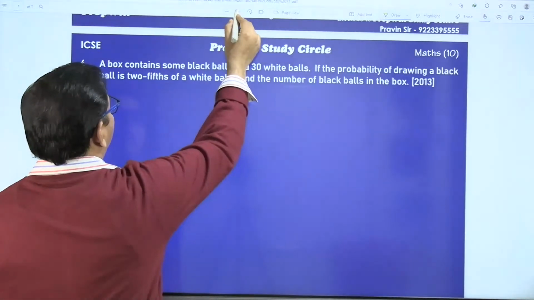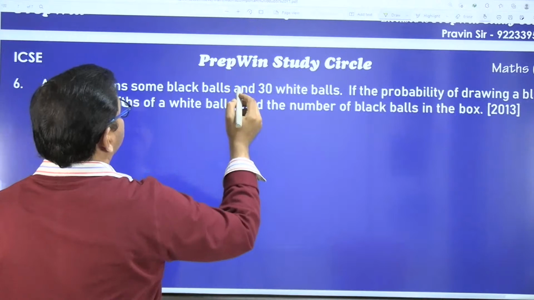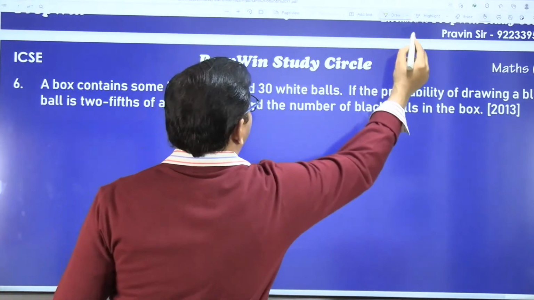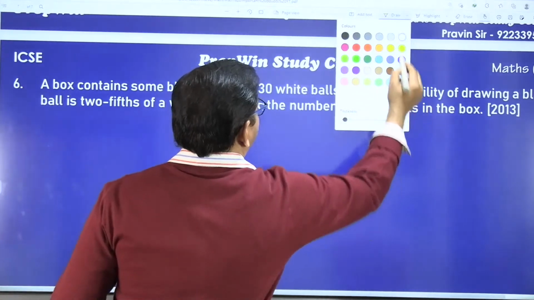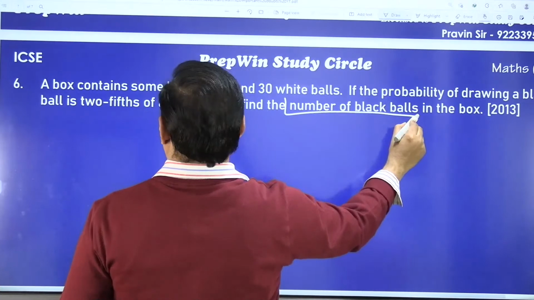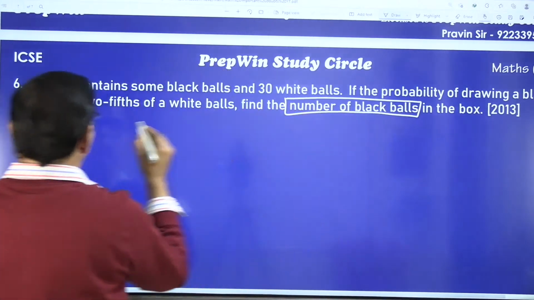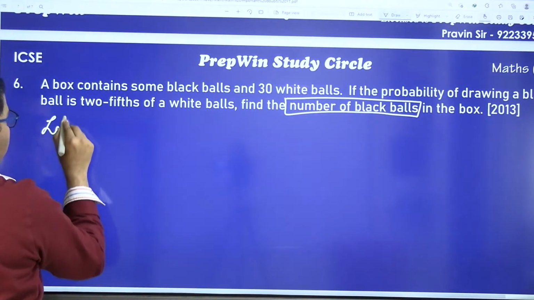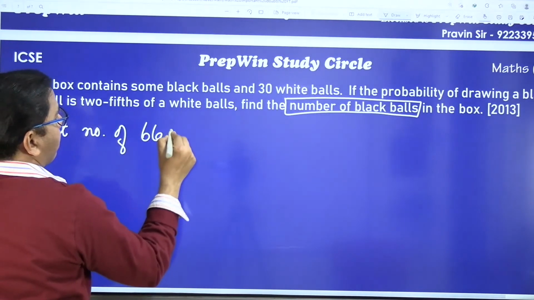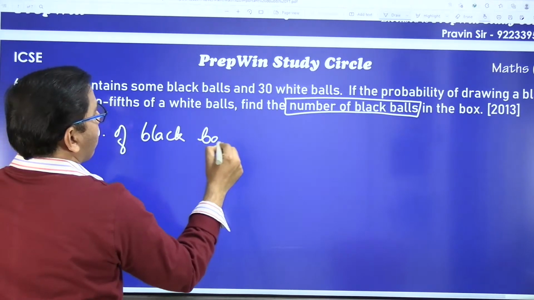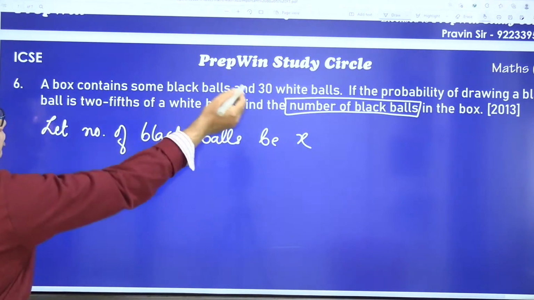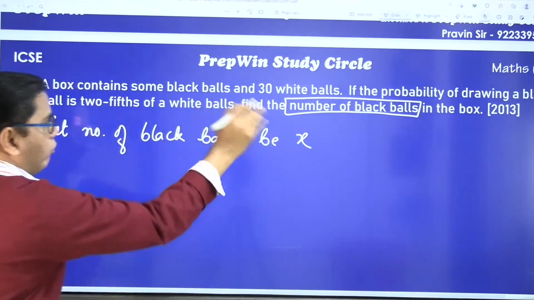Some black balls. How many black balls? That is not clearly mentioned over here. So how do we solve this? I will say that is exactly what I have to find out: the number of black balls. So let the number of black balls be X. There are some black balls, so I'm saying they are X, and this is what I have to find out.